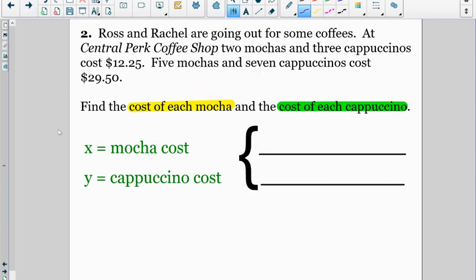All right, here we have our second problem. Ross and Rachel are going out for some coffees. At Central Perk Coffee Shop, 2 mochas and 3 cappuccinos cost $12.25. 5 mochas and 7 cappuccinos cost $29.50. We're going to use this information to find the cost of each mocha and the cost of each cappuccino. Our 2 variables are just that. X will be the cost of each mocha, Y will be the cost of a cappuccino.